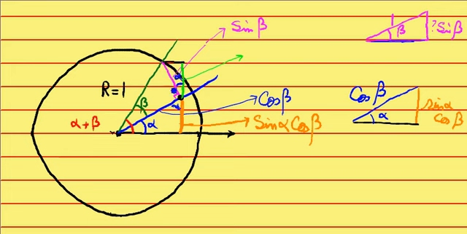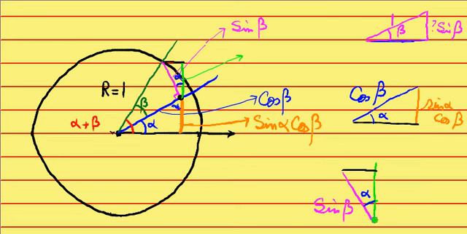Remember, this was sine beta. This angle is alpha. Let me draw it on the side. I have a picture looking like this. This one was sine beta. This angle is alpha. What is the length of this green line? Okay, you go ahead and figure that out for me and come back.